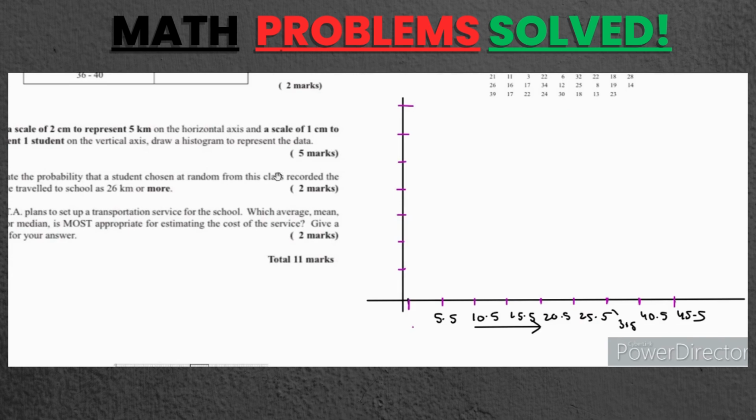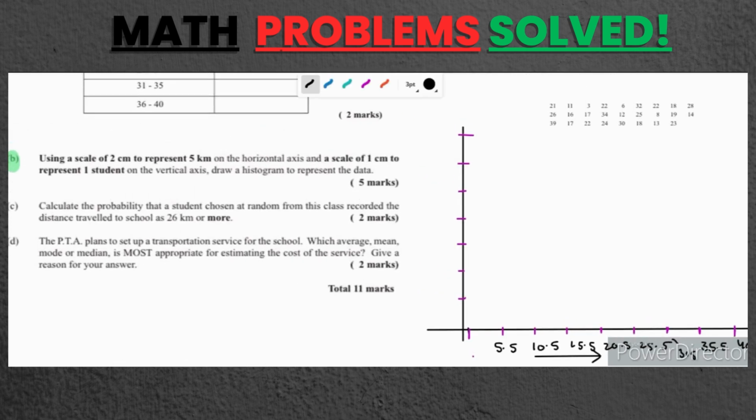Then what should you do? 5, 10, 15, 20, 25, 30, and after 30 you have to write 35 here and 40 here. I'm just writing it roughly, and 40.5 here, right? And on the y-axis, you have to write the frequencies. 1, 2, 3, 4, 5, 6, 7. Then you have to draw the histogram, right?